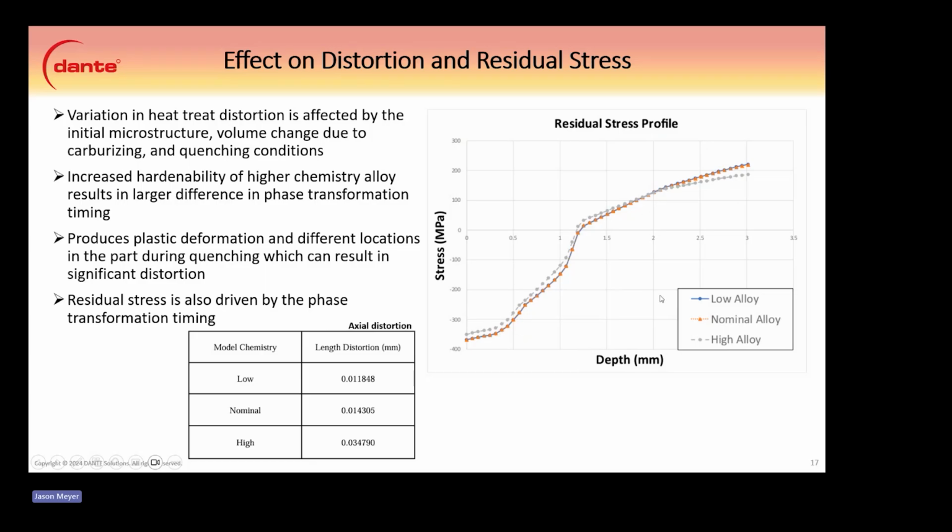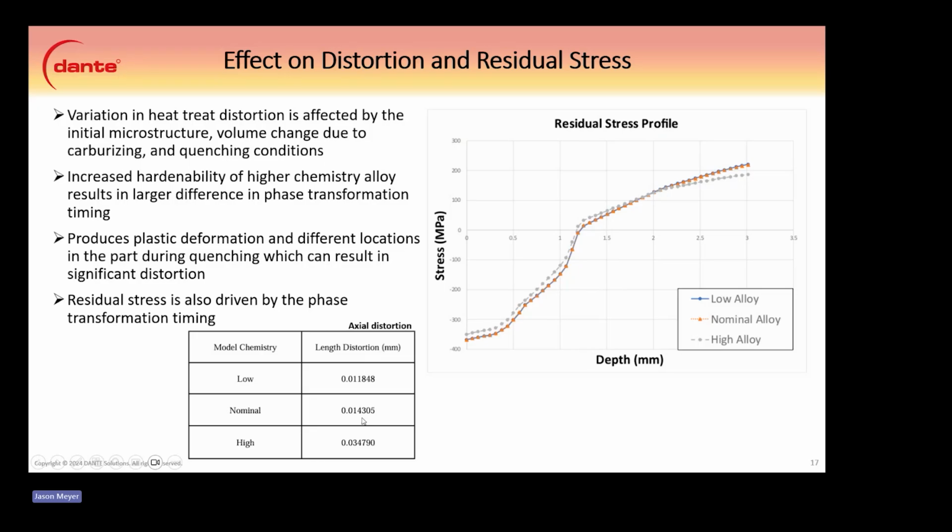There's a little bit more martensite here, and that helps pull the surface into less compression than it would with the low and nominal alloy. We can also see the difference in the axial distortion, so the length of that tensile specimen changed based on the low and nominal or high chemistry.